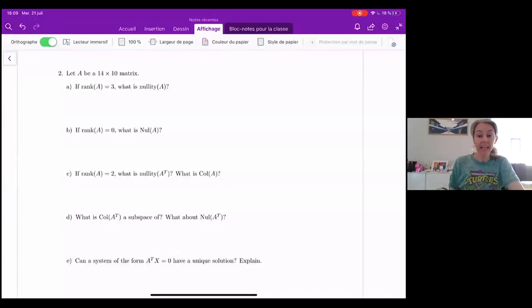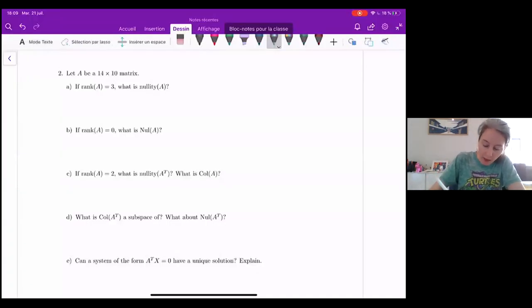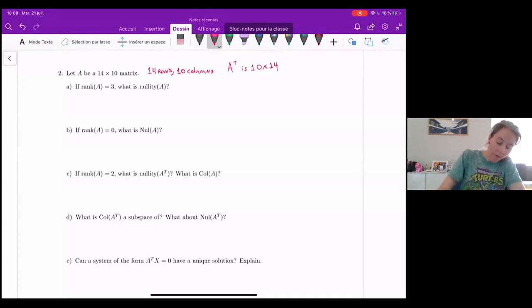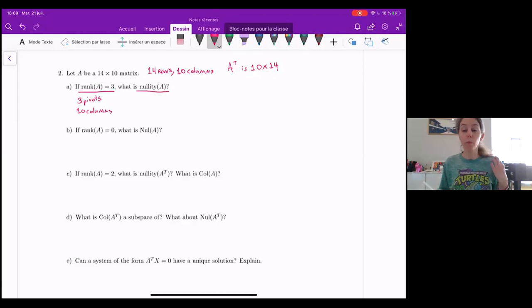Okay, so we have that A is a 14 by 10 matrix. That means it has 14 rows, 10 columns. Also, because probably we're going to be asked stuff about A transpose, we'll just note that A transpose is 10 by 14. Now, for A, we know that rank A equals 3, which means that there are 3 pivots. But we also know that there are 10 columns. So when we're asked what the nullity is, what we want to know is the number of free variables or columns without pivots.